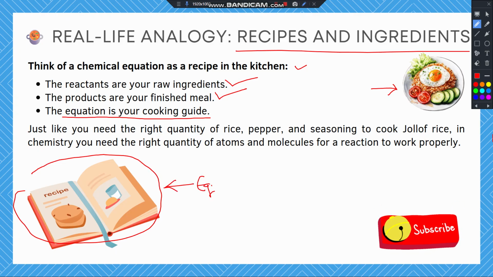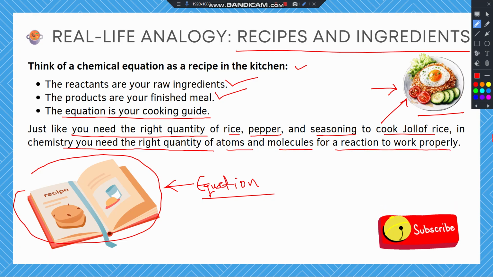Why would I call it your chemical equation? I would say it's a chemical equation because it is the one that tells us what and what is being combined to form the final product, which is this plate of meal over here. I'm sure you're understanding every bit of what we're doing right now. So now, just like you need the right quantity of rice, pepper, and seasoning to make jollof rice, in chemistry you need the right quantity of atoms and molecules for a reaction to work properly.